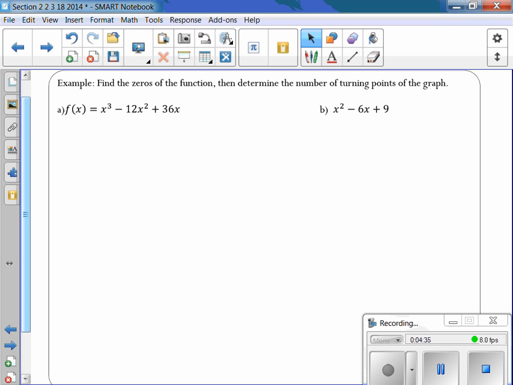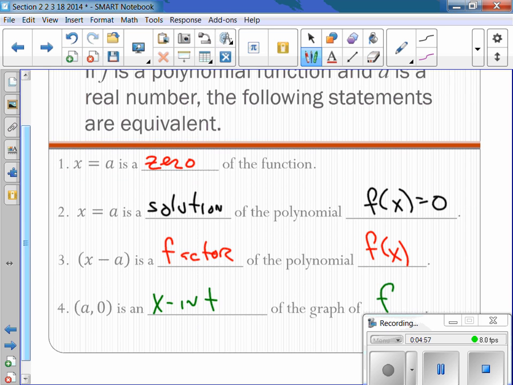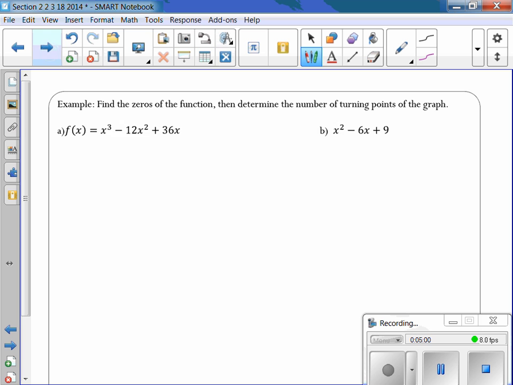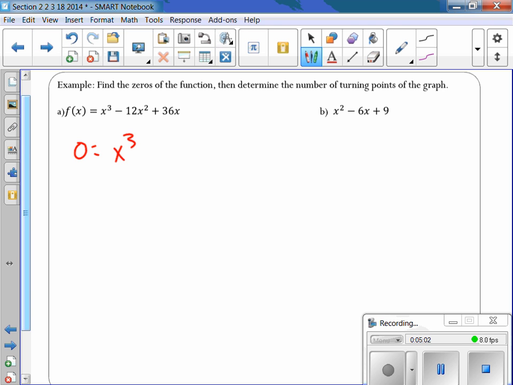So, what should we do? Take out the x first. First things first, since we're looking for the zeros, we also want f of x to equal 0. And then do what? Factor out the GCF, in this case x.